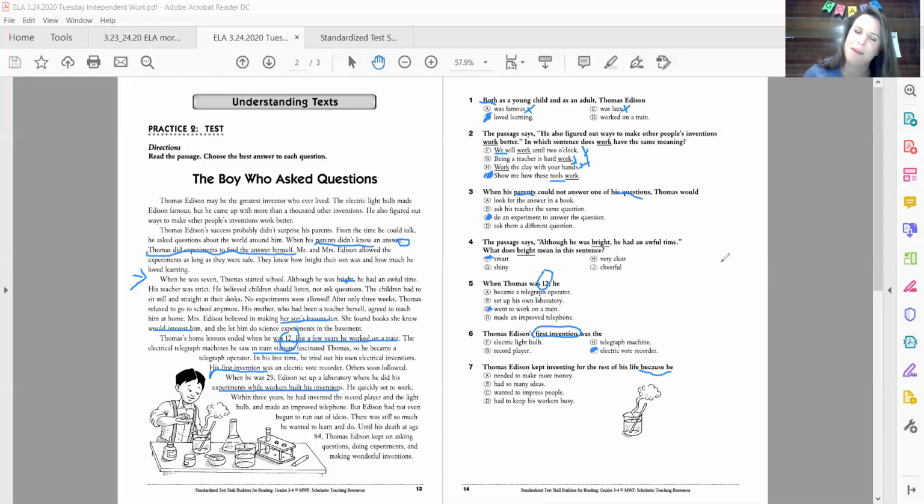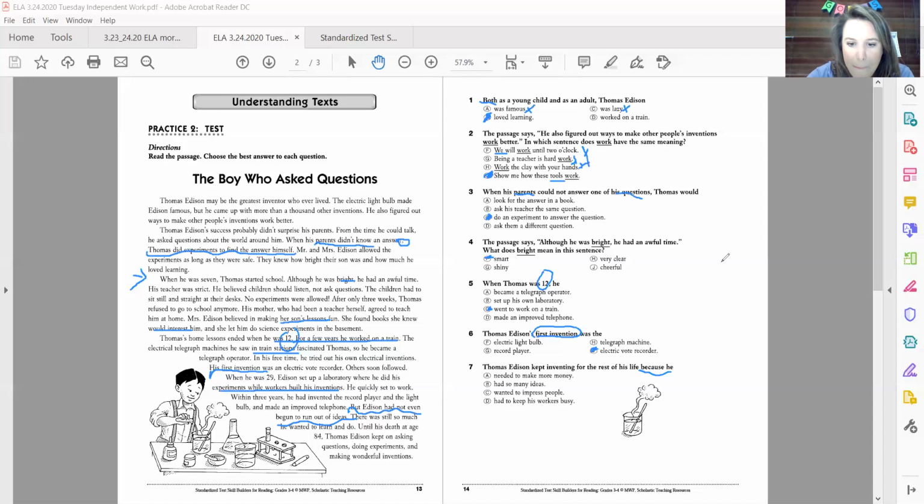So why did he invent for the rest of his life? I'm going to look at the end, because it's talking about for the rest of his life. Right here: but Edison had not even begun to run out of ideas. There was still so much he wanted to learn and do. Until his death at age 84, Thomas kept on asking questions, doing experiments, and making wonderful inventions. So there you go. What is the answer?